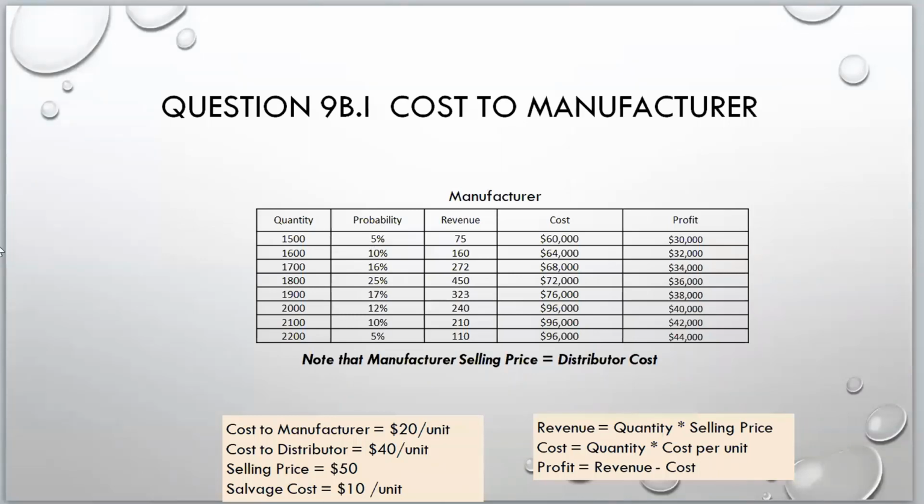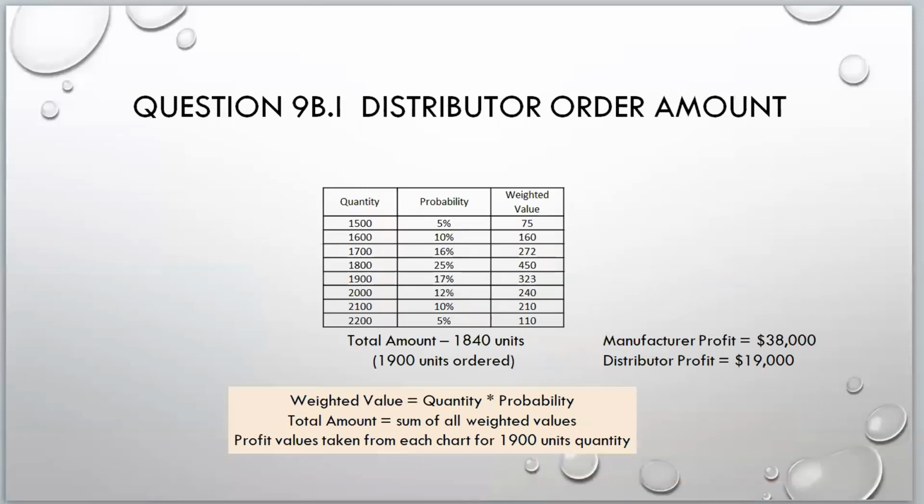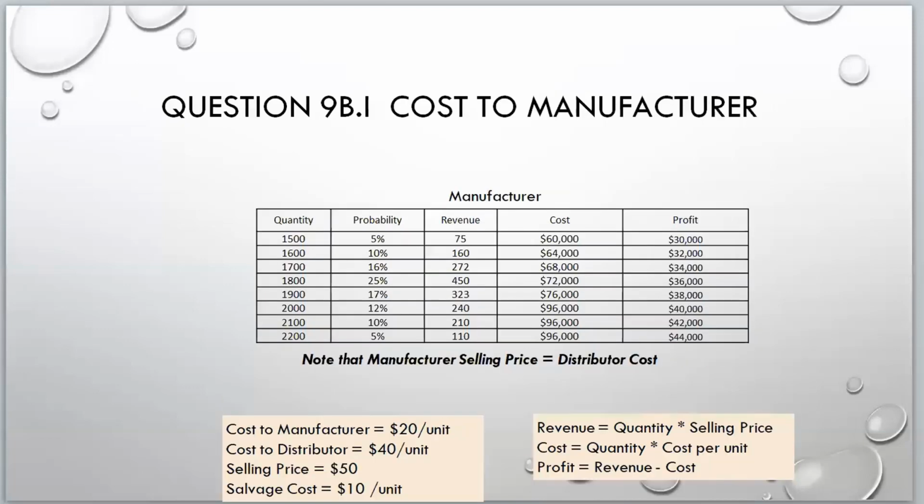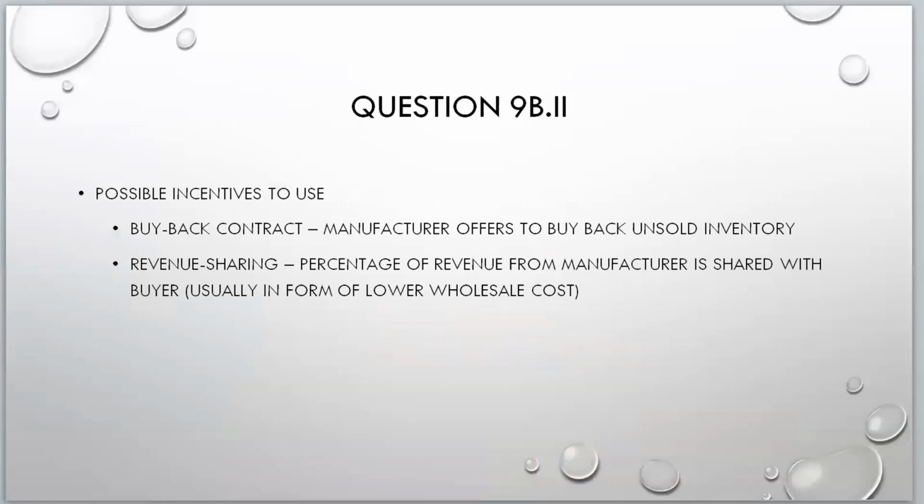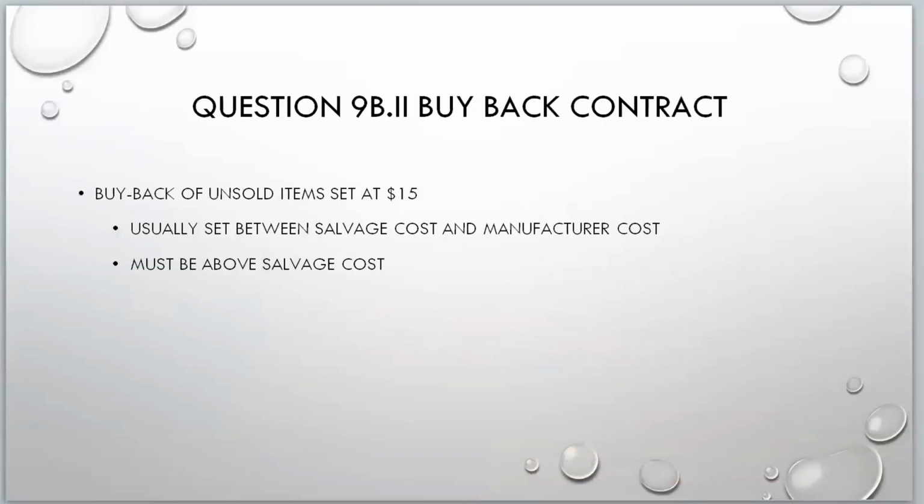I've got to change these labels on this. Obviously, it didn't cut and paste very well. So I think we just talked about that. Okay, cost manufacturer. Where were we? Okay. So in my example, I basically said, look, I was going to have a buyback of unsold items at $15. And in real life, the buyback rate is usually set between the salvage cost and the manufacturer cost, because the manufacturer doesn't want to buy back things above cost, obviously.